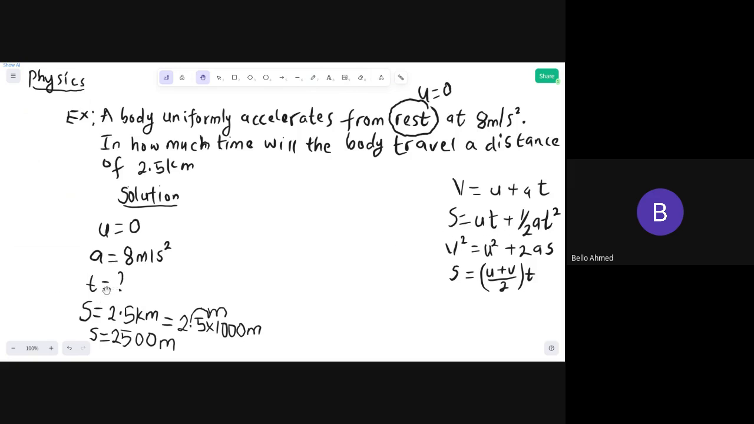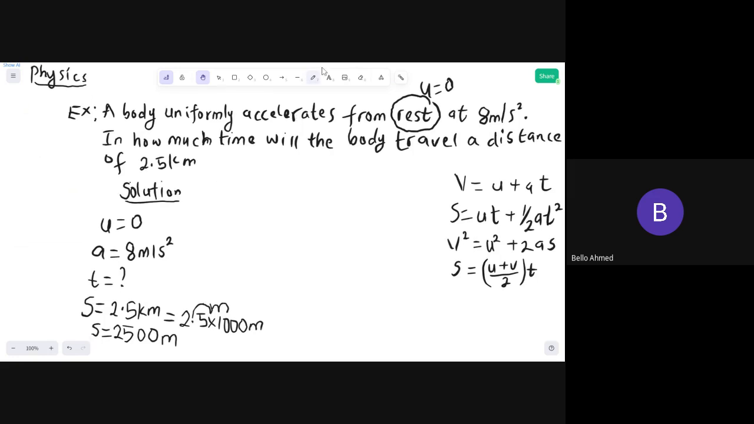Because I'm being asked to look for time, so it's part of it. What about acceleration? Well, acceleration was also given. So this equation, s equals ut plus half at squared, is actually the right equation to use to solve this problem. That is how you check the equations you are going to use. So I'm going to write the equation right away.